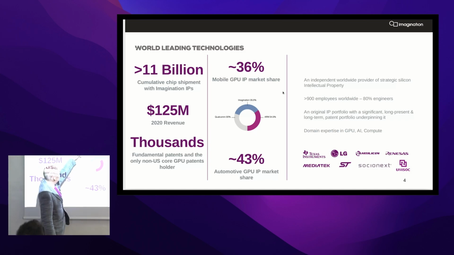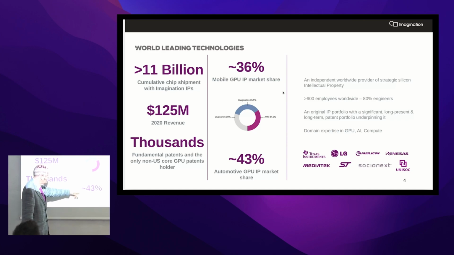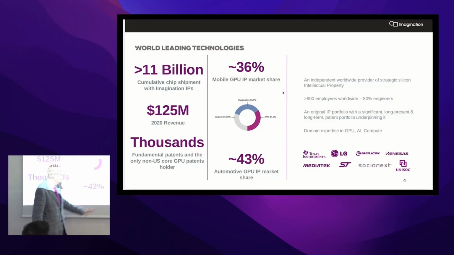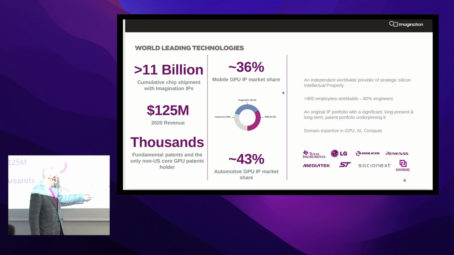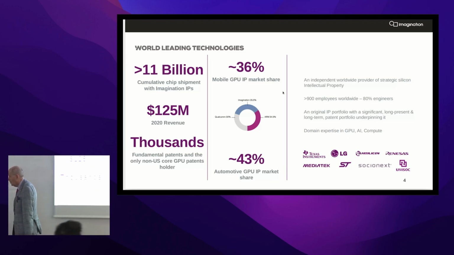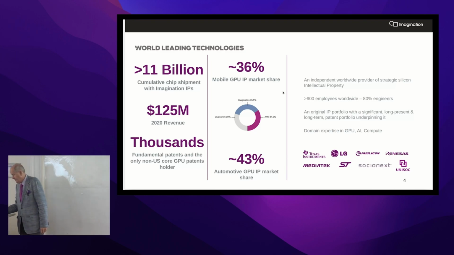So, oh yeah, that's mobile GPU, 36%. I can see automotive here is 43%. And some of our major customers, people like MediaTek, the Taiwanese chipset company, and Texas Instruments, Renesas, also a major customer for us.